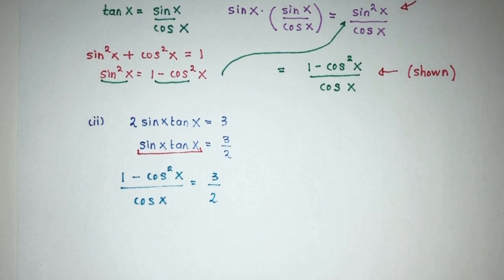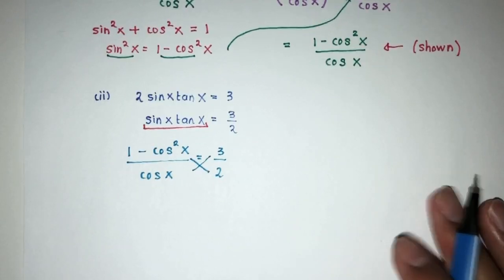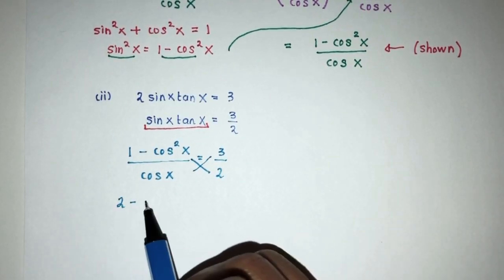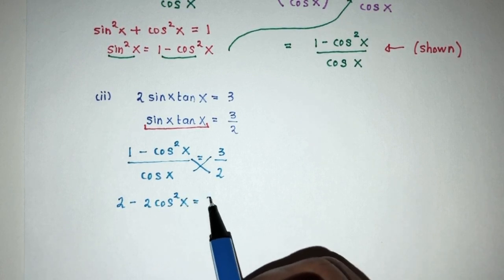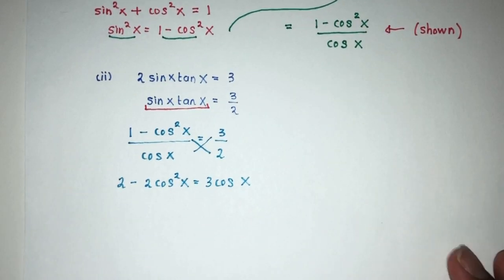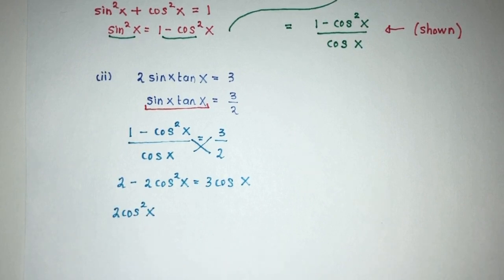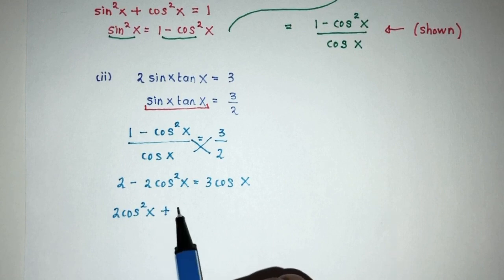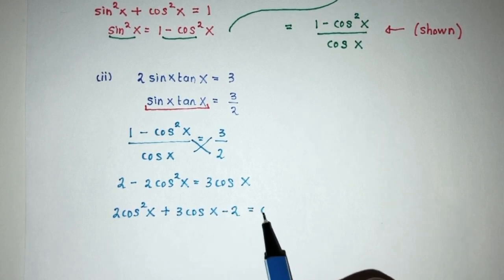Now the first step is whenever we have fraction equal to fraction, usually we think about doing a cross multiplication. Okay, so you will have 2 minus 2 cos squared x is equal to 3 cos x. We have this. Now let's rearrange. Let's send everything to one side. You will have 2 cos squared x plus 3 cos x minus 2 equals 0.